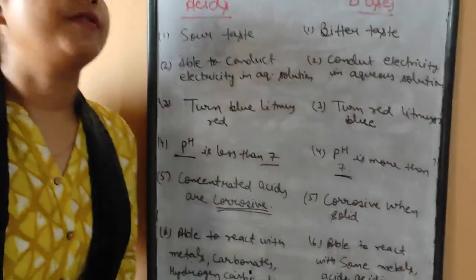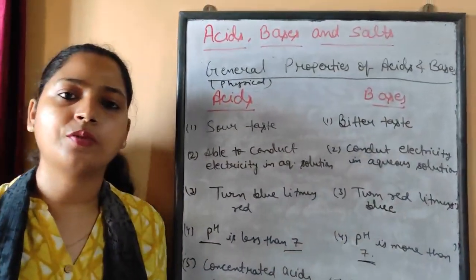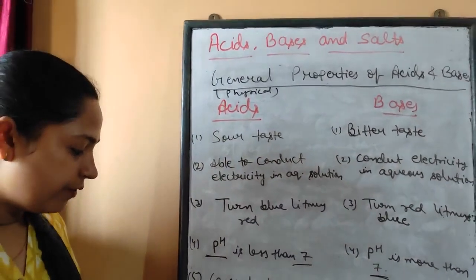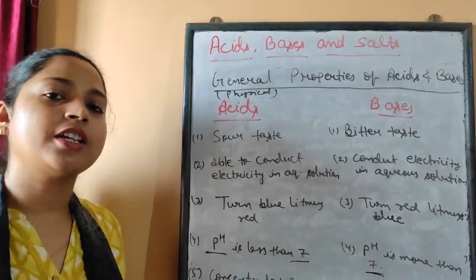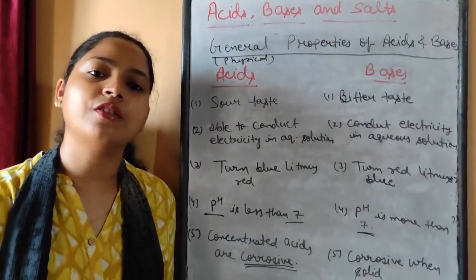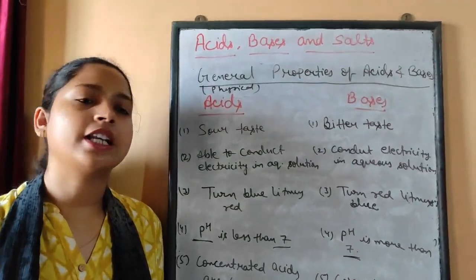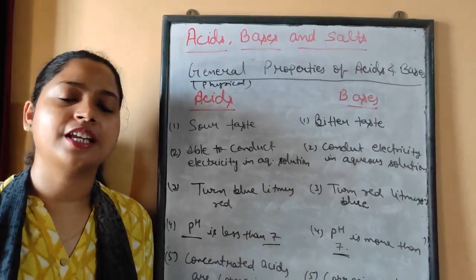So these are the physical or common properties, general properties of acids and bases. In the next lecture, we'll focus on the chemical properties of acids and bases. So in the next lecture, we'll continue our class with the chemical properties of acids and bases.